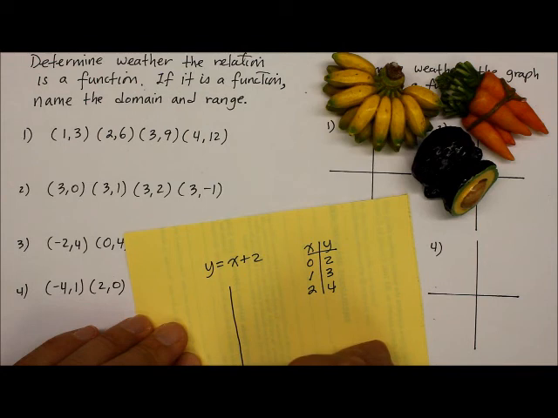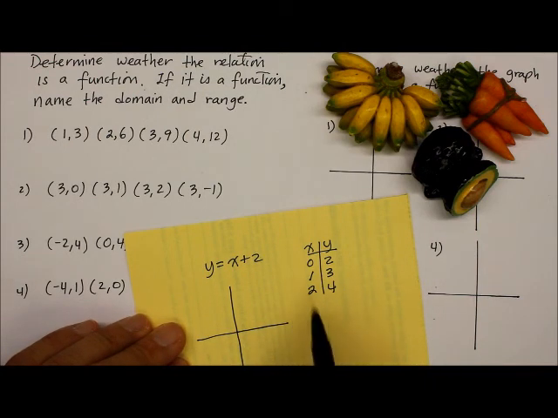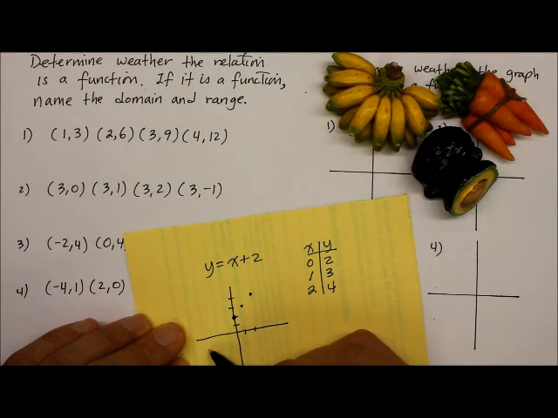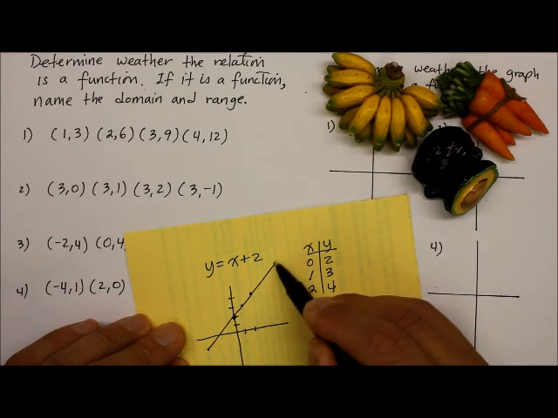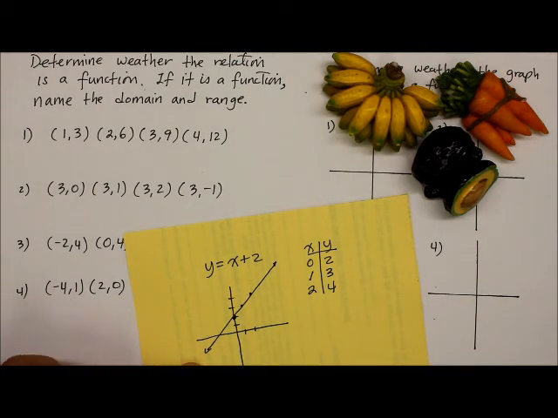And if you graphed it, all you had to do was, using the table of values, plot those points: 0, 2, then 1, 3, and then 2, 4. And you kept going and going until you ended up with a line. And that's how you graphed it in the past.